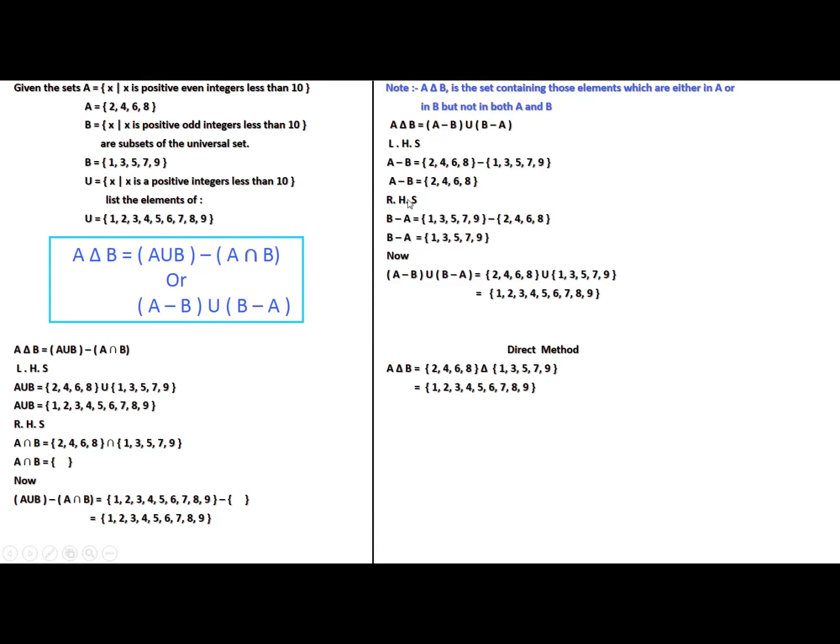Let's come to the right hand side. B difference A. First you write the elements of B, 1, 3, 5, 7, 9. Put the difference sign. Then 2, 4, 6, 8. And what we learned: the set containing those elements that are in B but not in set A. So we cannot find 1, 3, 5, 7, 9 in set A. So our answer will be 1, 3, 5, 7, 9.